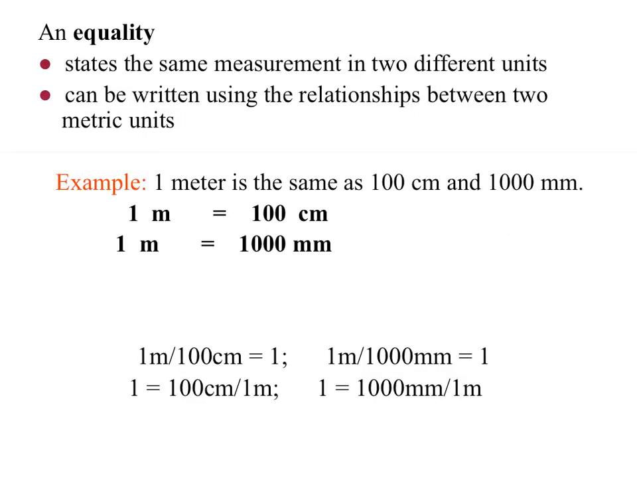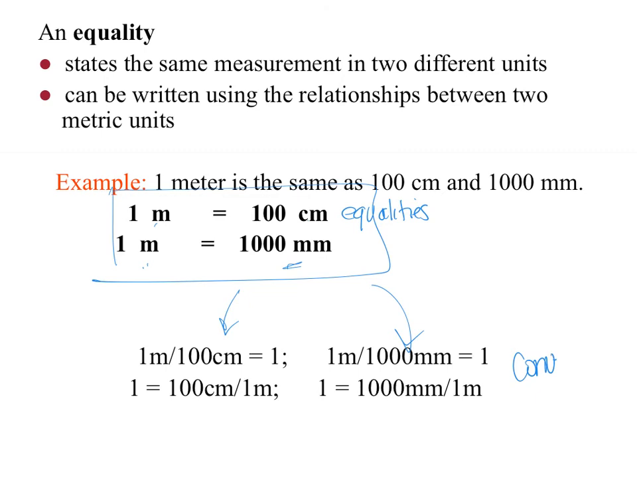Okay, so equalities. I've already been talking about and using the term equality. It states the measurement in two different units, and it can be written using the relationship between the two metric units. So, for instance, 1 meter is the same as 100 centimeters and 1,000 millimeters. So here I have written out the equality. 1 meter equals 100 centimeters, and 1 meter equals 1,000 millimeters. Now, these fractions written down here, and let me write them out a little nicely. These are the equalities. These guys down here are the conversion factors.